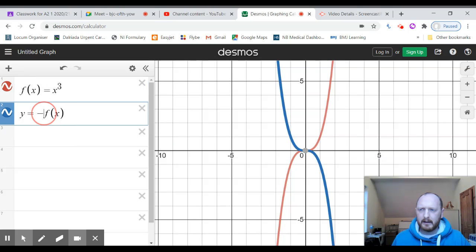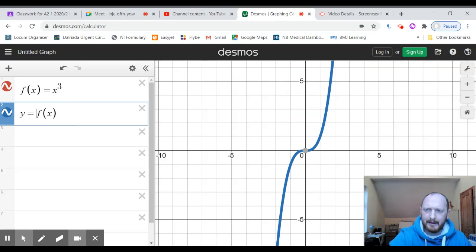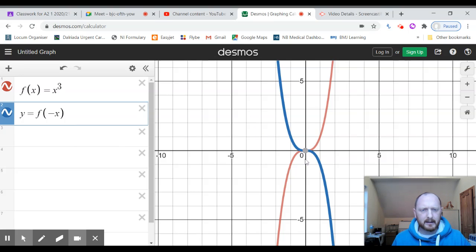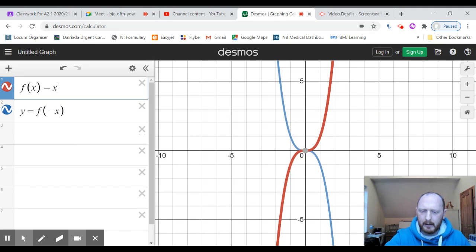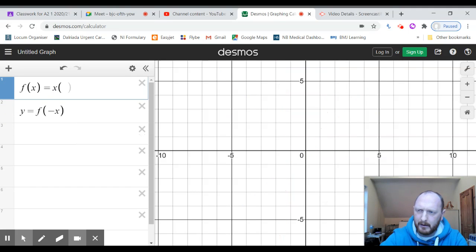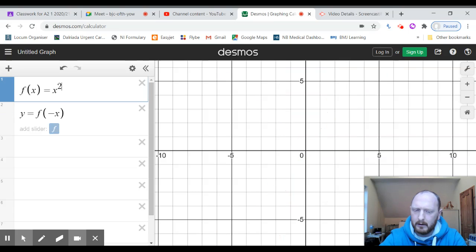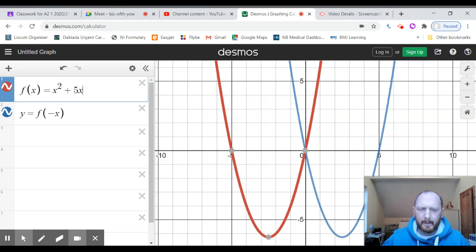What we can do as well is apply a minus inside the function, so the minus x. And what we can see, it looks like it's been a reflection again in the same way as before. But if we change that to a different function, such as x to the power of 2 plus 5x, we can see it a bit more clearly.